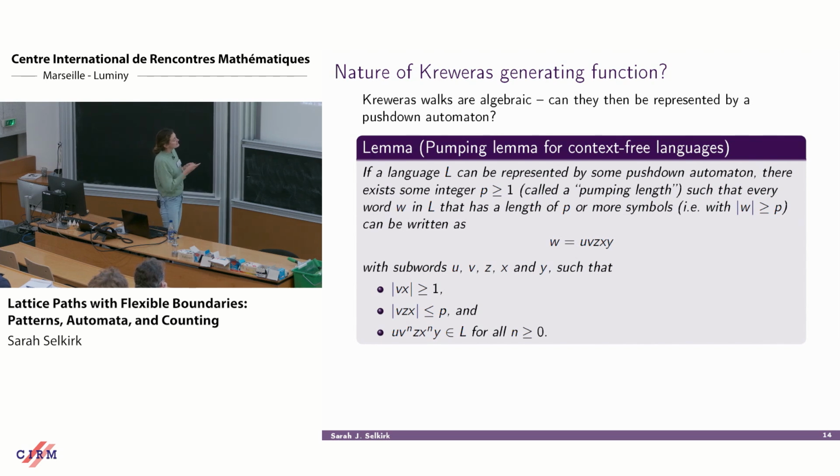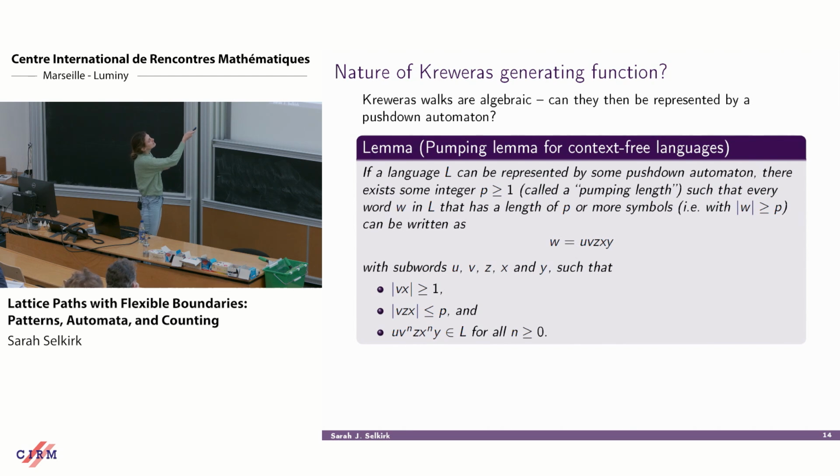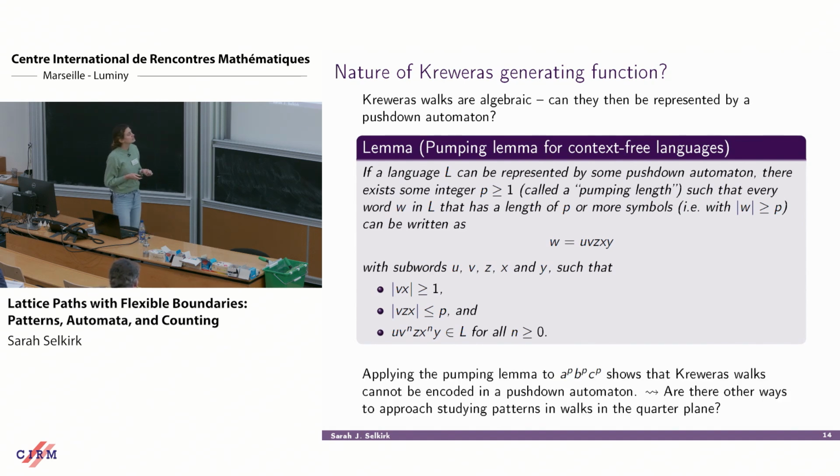And so essentially there's some pumping length P, where if you have a word that is larger than this pumping length P, you can write it in this way, and then the following things apply. In particular, if we can write it in this way, such that these two hold, we need to check that this word has to then also be in the language, okay? And if we can find a word where these two things hold, but this does not hold, we can say it's not context-free, so it can't be represented by a push-down automaton. And with Crevasse, it's quite easy to see this.